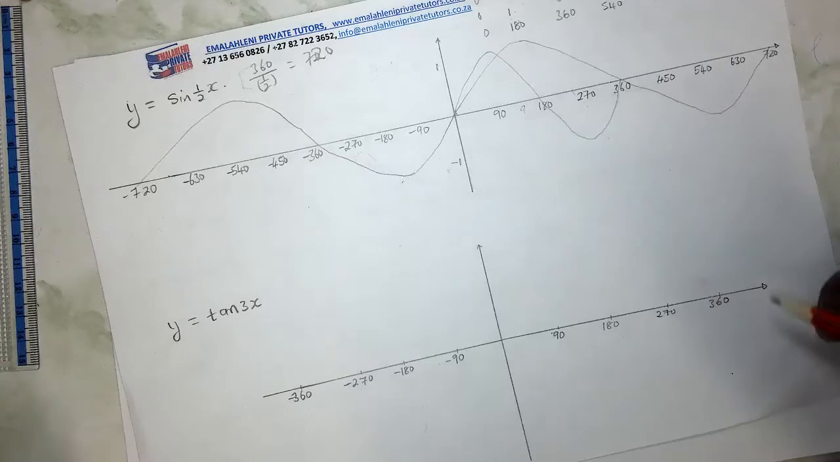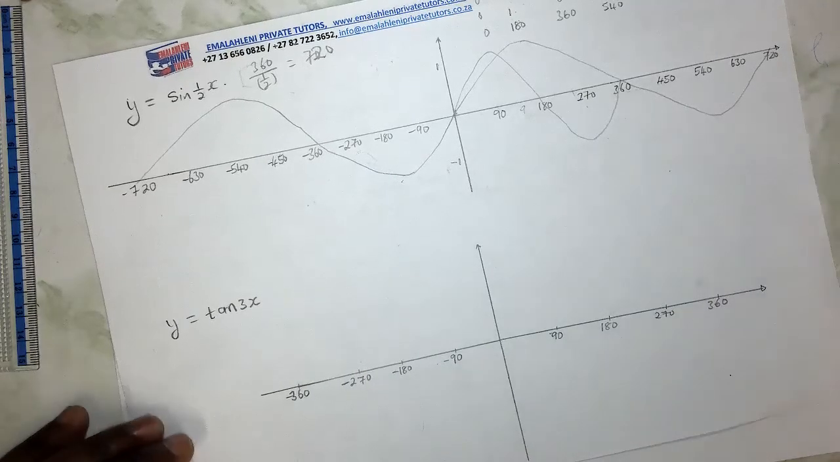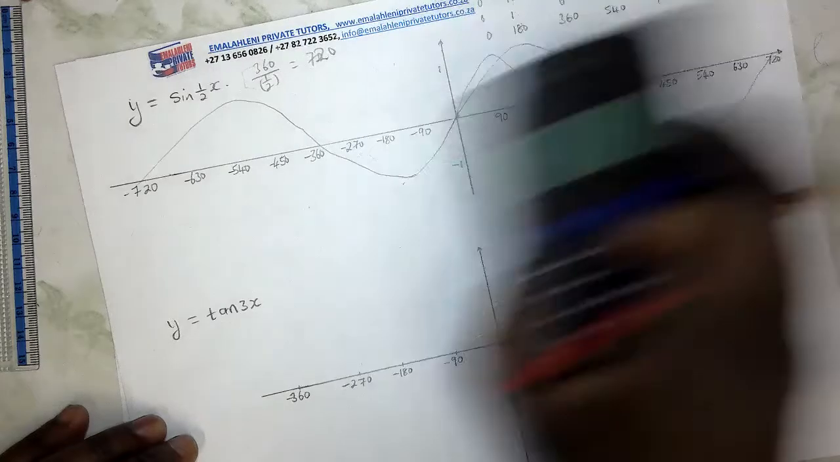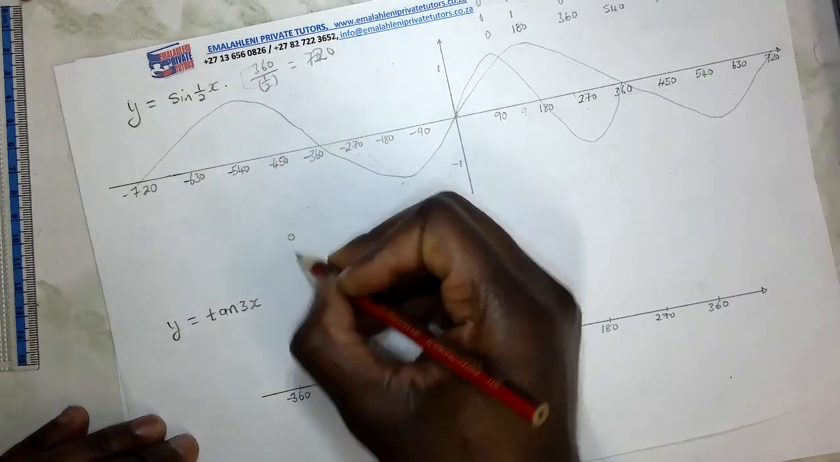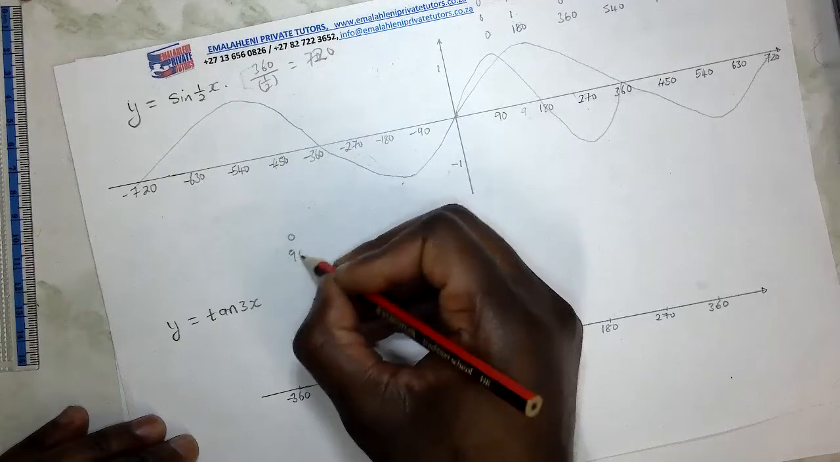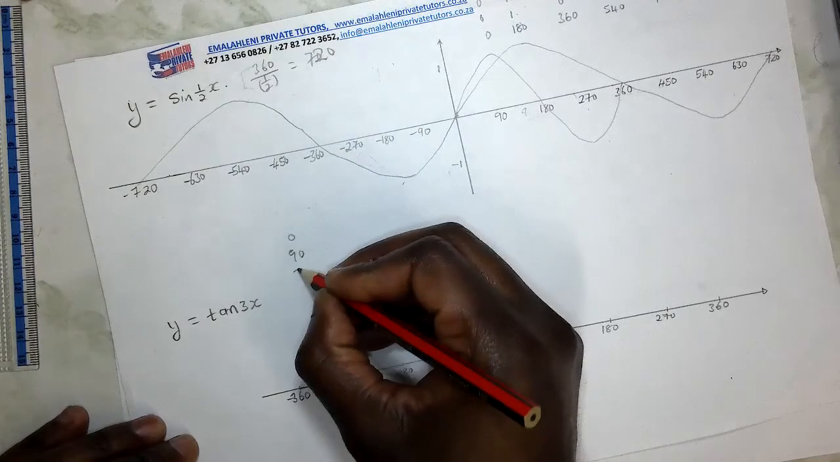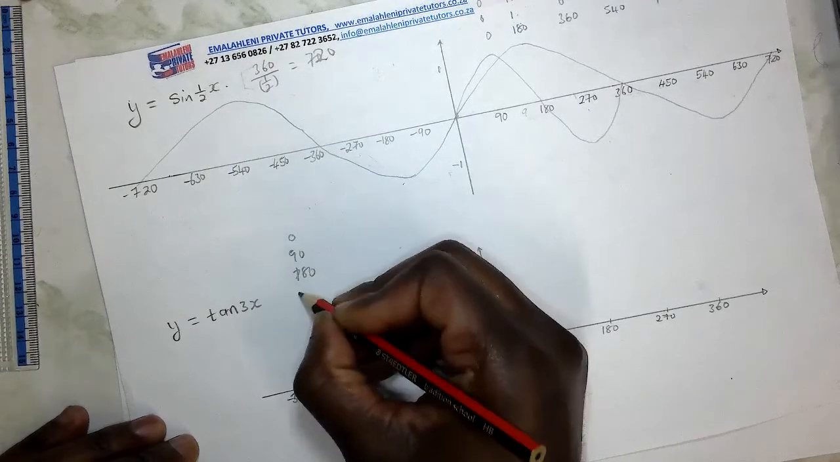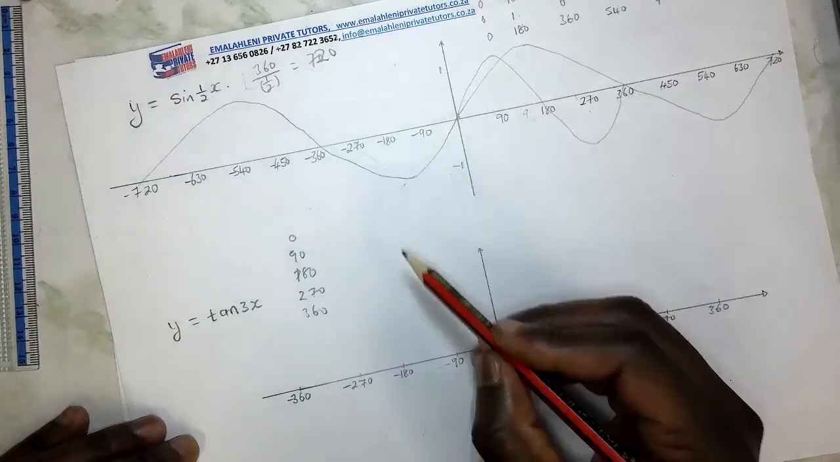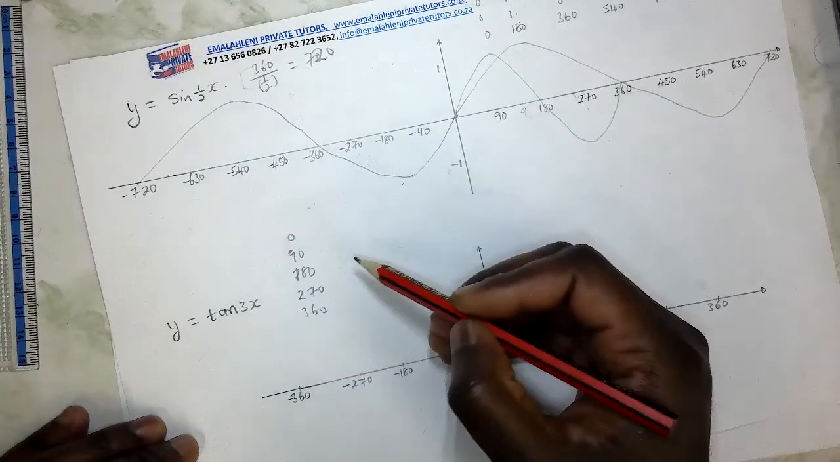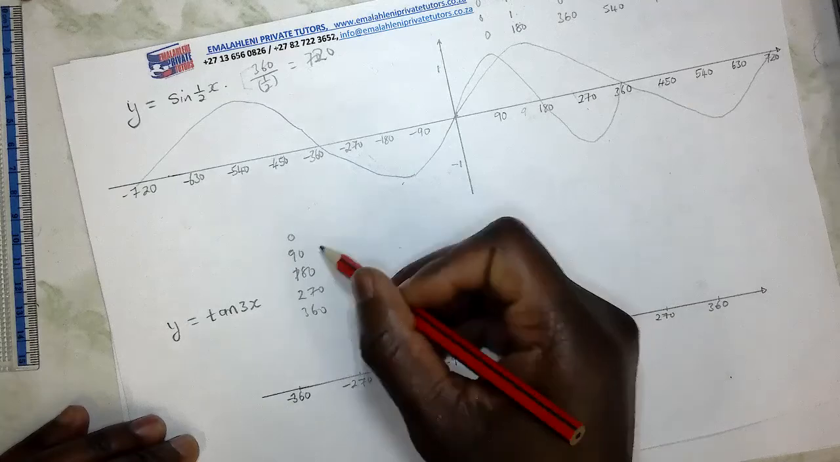Then for tan 3x, what are we going to do? We are dividing everything by 3. We need to worry about tan at 0, 90, 180, 270 and 360. And what do we know about tan? We know that it does have asymptotes, and 90 is an asymptote.